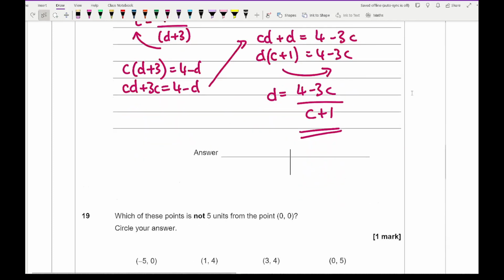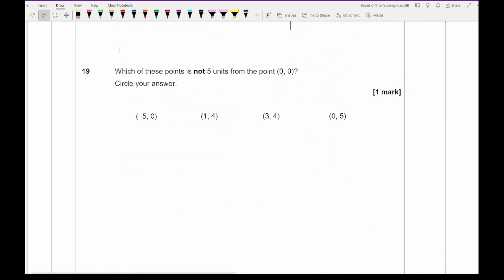Then for question 19, it says which of these points is not 5 units from 0, 0. Again, it's using Pythagoras, in terms of Pythagorean triples, or you can do a sketch, but the correct answer you should have is 1, 4.